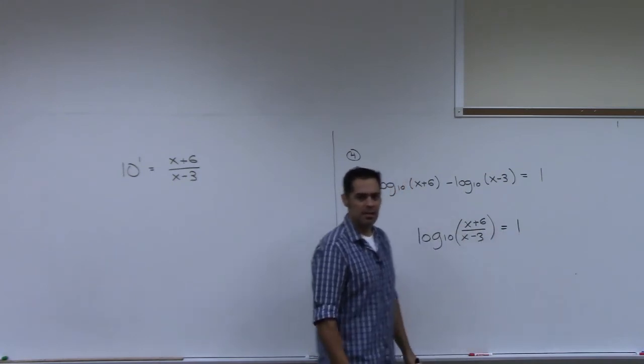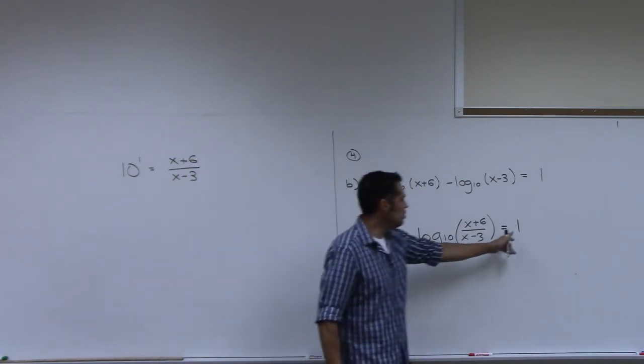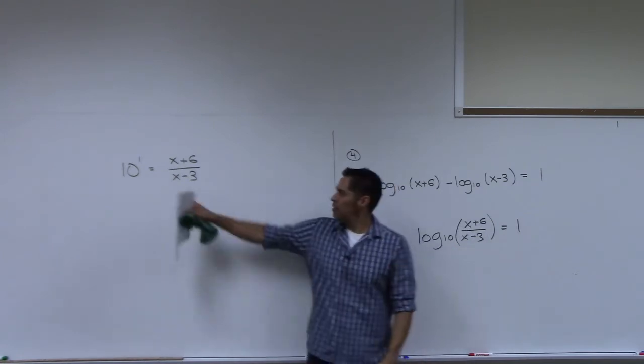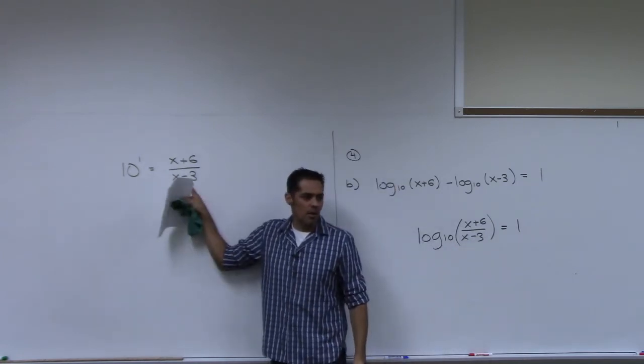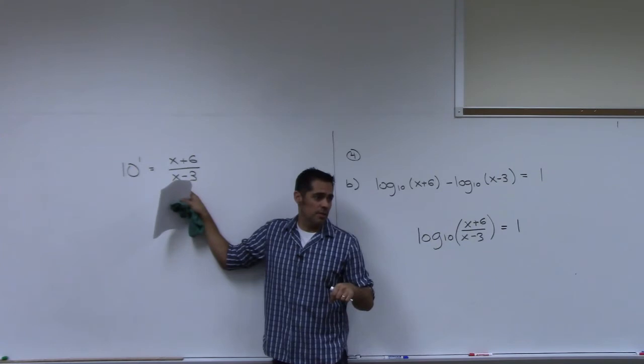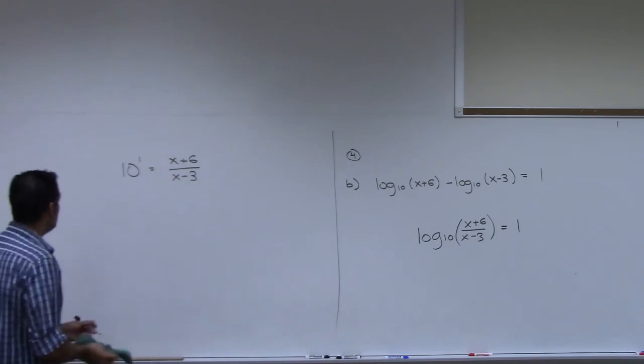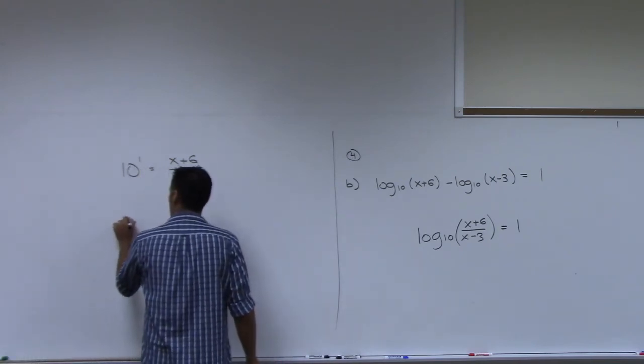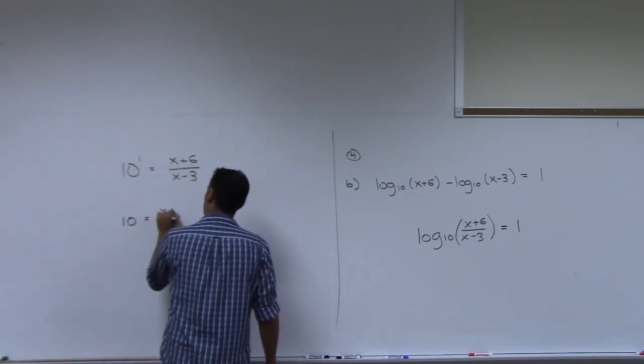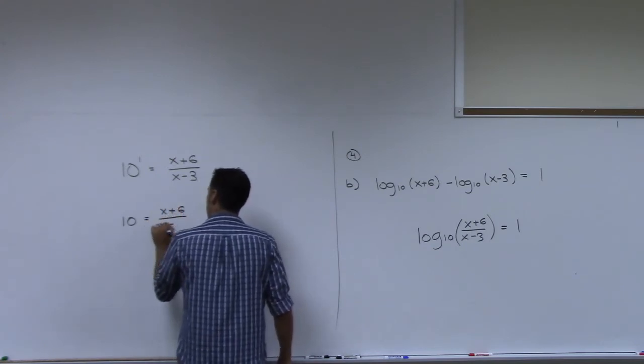The big mistake I see is, let's say that was a 2, students will put here 20 equals this. That's wrong. It's 10 squared, which is 100, right? So just remember that it's exponential, not multiplication. Okay, so the left side of this, 10 to the first power, is just 10. And the right side is x plus 6 over x minus 3.